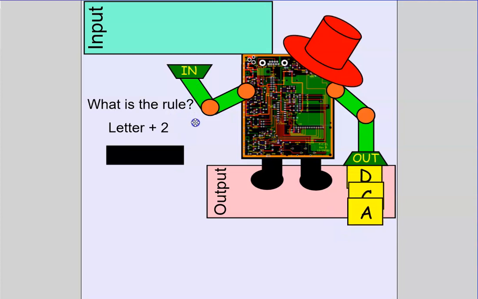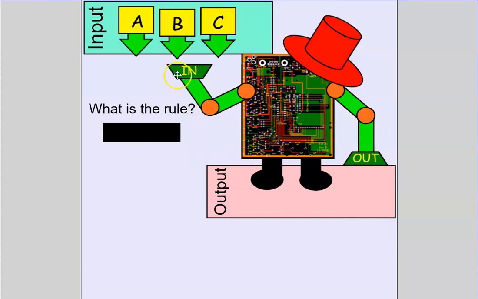Because the last letter, if we start with Y, the next letter would be Z. And if I'm adding two completely to it, then I would have to go back around and start at the beginning of the alphabet again. And so that is just an idea of how this works. Here's one where you can figure out the rule yourself. So let's look at this one.